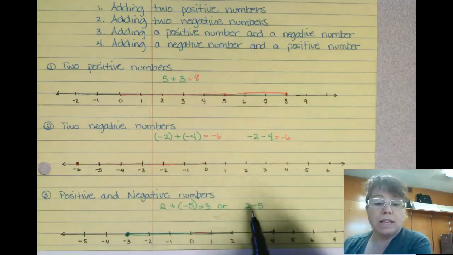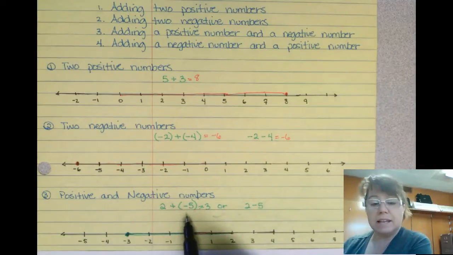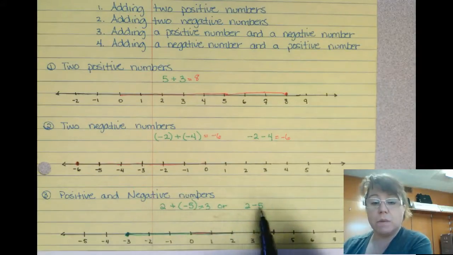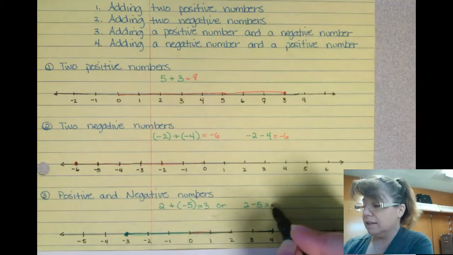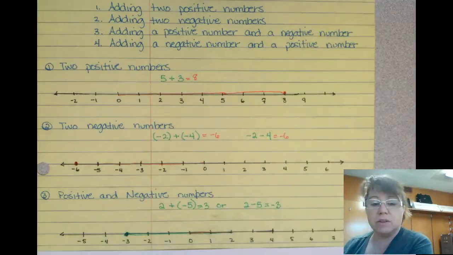Here's another way of writing it. So instead of 2 plus a -5, we can say 2 minus 5. Either way, our answer is -3.